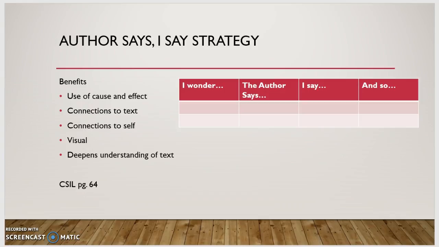So by creating a chart with an I Wonder, the Author Says, I Say, and So sections in it, students can either individually, in partners, or whole group go through a text and fill out this box to help them have a better understanding of the text and a better understanding of cause and effect.